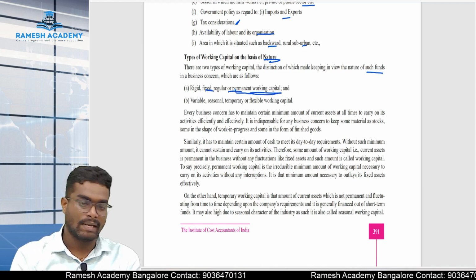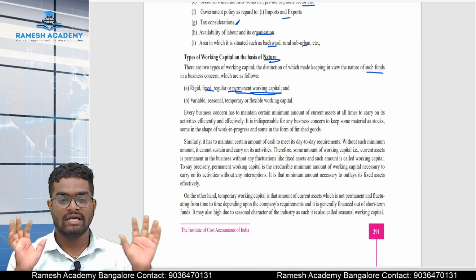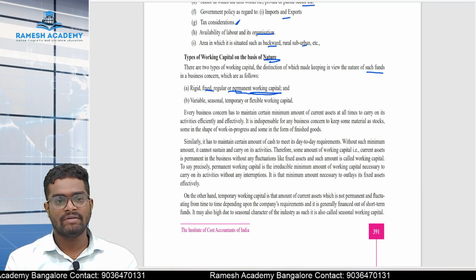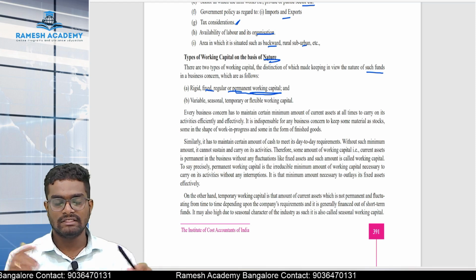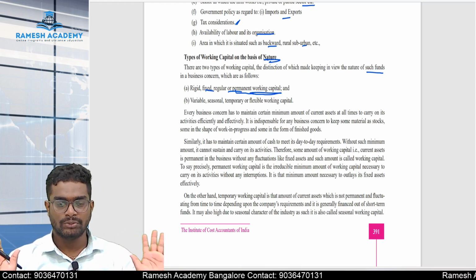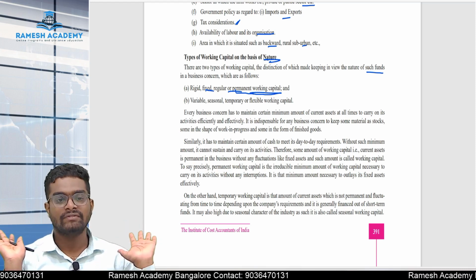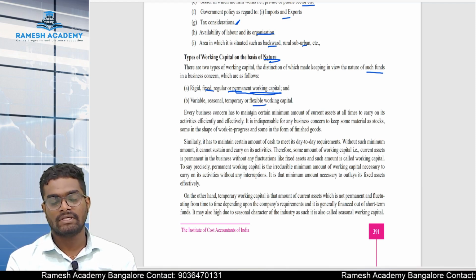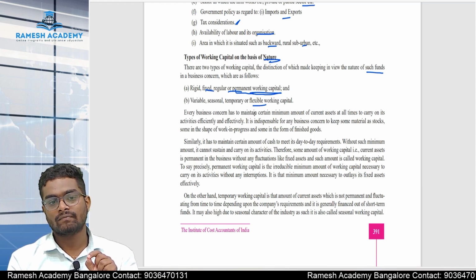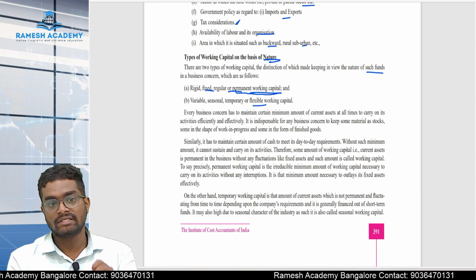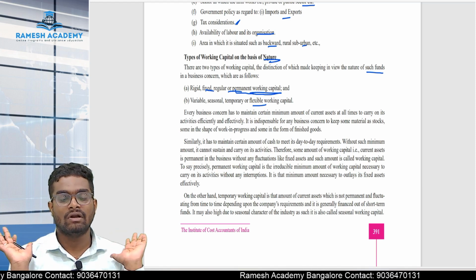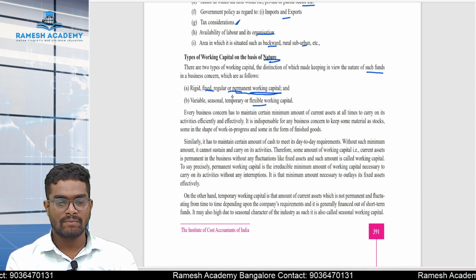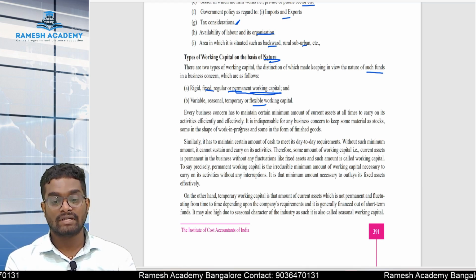Permanent working capital is that the amount will be fixed every month. Salaries and rent, the amount which should be paid, is fixed every month. You can't change it unless there is an increase. We require this much amount every month. Maintaining stock, we have to do every month. But there is variable, seasonal, temporary or flexible working capital, which means it will occur once in 2 months, once in 3 months, and some we may not know in advance. These will not recur every month. That is known as variable, seasonal, temporary or flexible working capital.